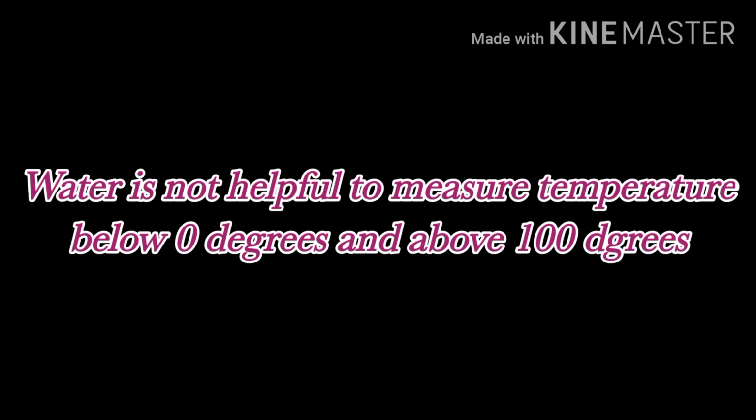That's why we are using mercury, because mercury has a high coefficient of expansion and we can observe linear expansion in mercury. Mercury freezes at minus 38.9 degrees Celsius and boils at 356.7 degrees Celsius. So we can measure very low temperatures as well as very high temperatures.